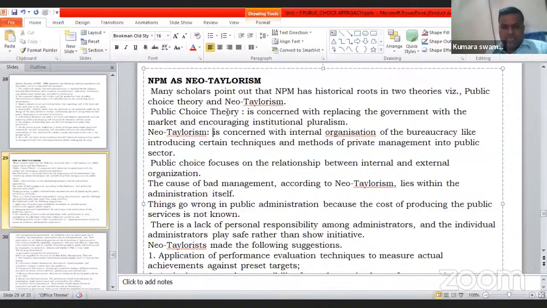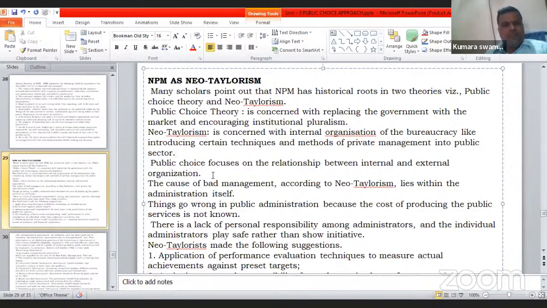Public choice theory we have discussed previously. Public choice theory is concerned with replacing the government with the market, and it encourages institutional pluralism. The same is focused on by neo-Taylorism. Neo-Taylorism says that the internal organizations of the bureaucracy should introduce certain techniques and methods like the private organization. Neo-Taylorism supports that internal organizations need to practice different techniques and different methods like private organizations.